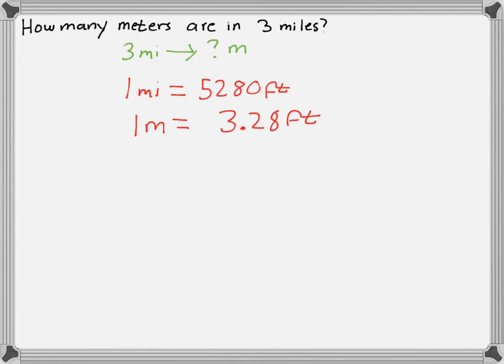Okay. Now, if you remember from the last one, the next step we're going to take is to write our original value as a fraction. So I have 3 miles over 1. No unit, because there's no unit underneath the miles. And then we are going to continue this off, remembering that we need to go diagonally.